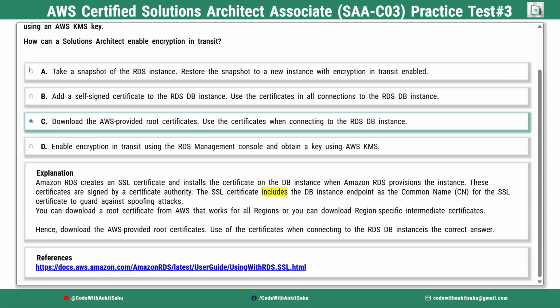The SSL certificate includes the DB instance endpoint as the common name, CN, for the SSL certificate to guard against spoofing attacks. You can download a root certificate from AWS that works for all regions, or you can download region-specific intermediate certificates. Hence, download the AWS provided root certificates. Use of the certificates when connecting to the RDS DB instance is the correct answer. References.